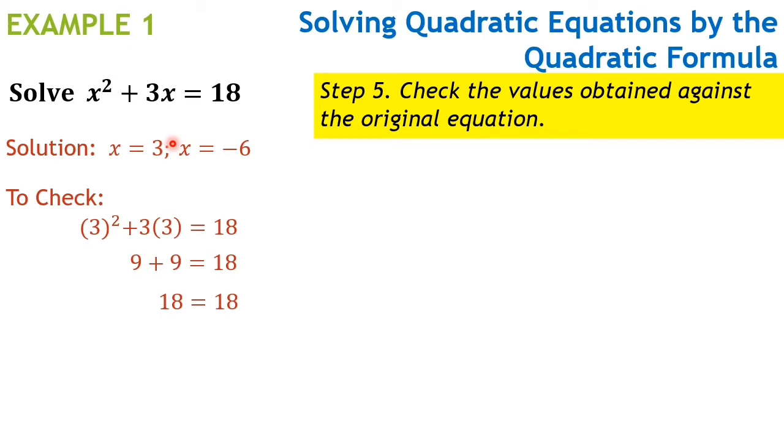How about if the value is negative 6? So let us substitute the value negative 6 for the variable x. What we're going to do is multiply this by itself twice and multiply 3 times negative 6. What will be the result? Very good. We have 36 minus 18 is equal to 18.